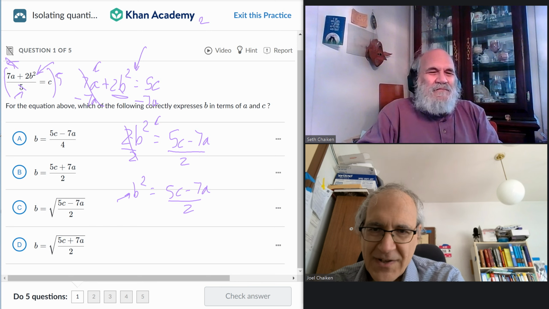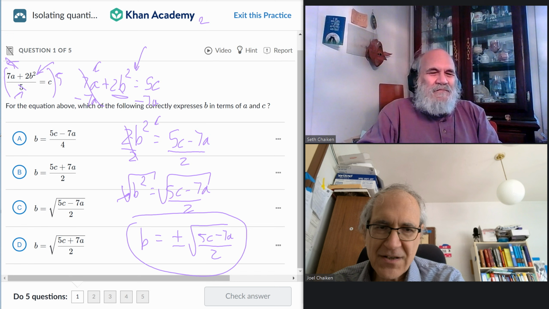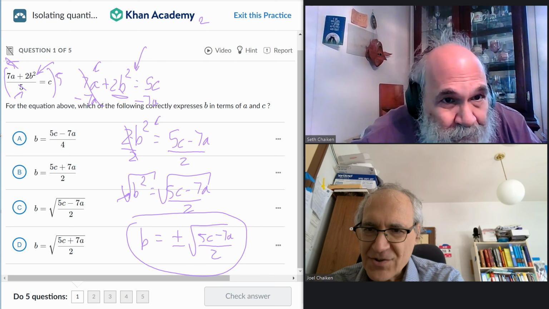Now the b is being squared, so we want to get the b by itself. So we take the square root of both sides. So b is equal to this. Now, technically, that is the answer. If you have a test question, this would actually be what you would hand in. But that choice is not given.